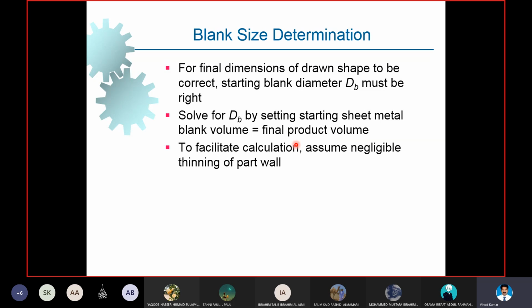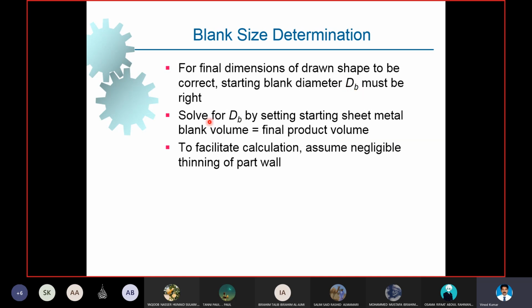You can equate this final cup volume to the initial volume, which is pi over 4 dB square h, since the blank will be a cylindrical shape. You know h, the thickness of the blank, so you can calculate dB. That is the diameter that needs to be used, or the material needs to be cut using this diameter.